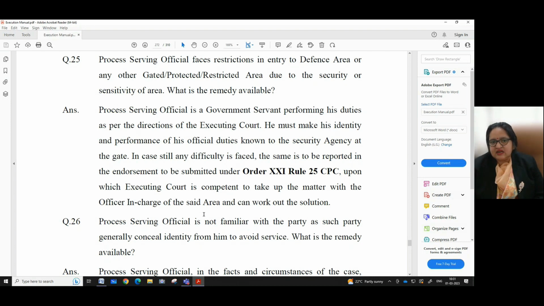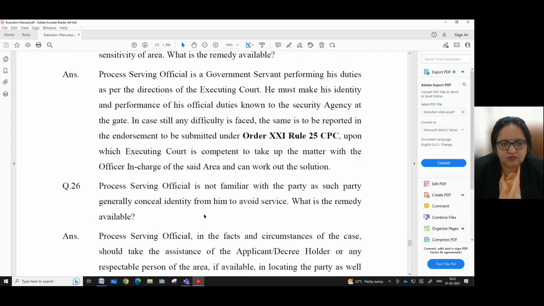In case still any difficulty is faced, the same is to be reported in the endorsement to be submitted under Order 21, Rule 25 CPC, upon which the executing court is competent to take up the matter with the officer in charge of the said area and can work out the solution.